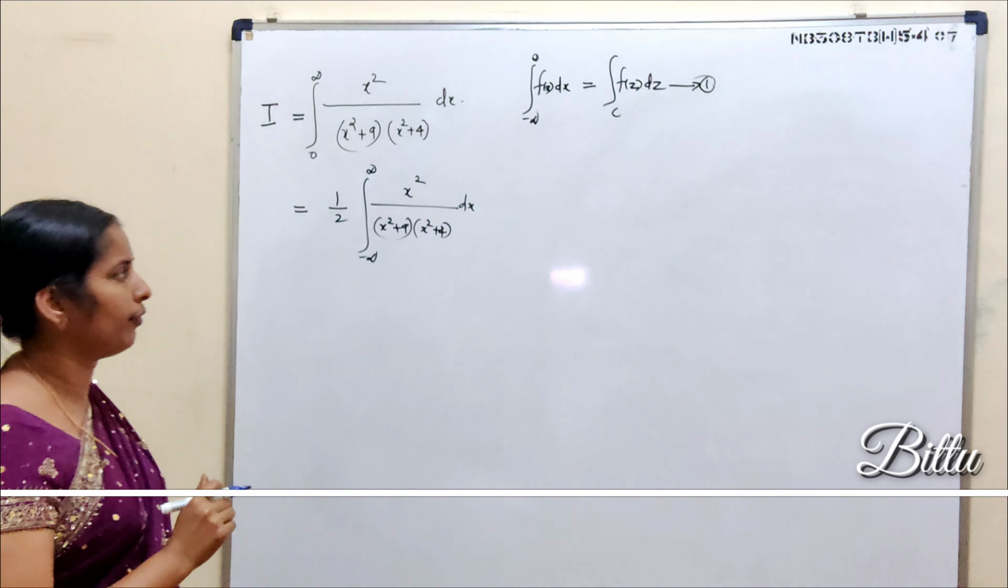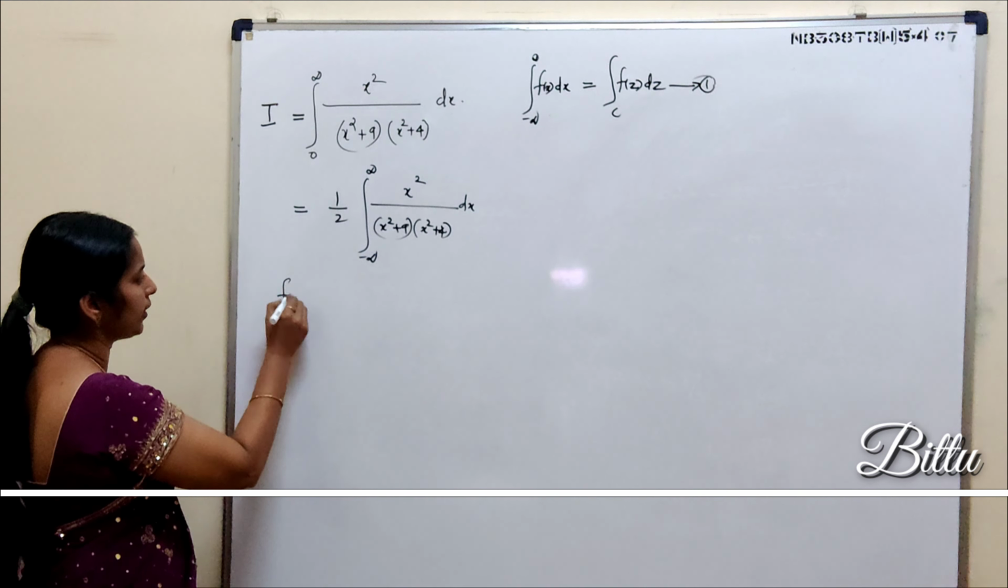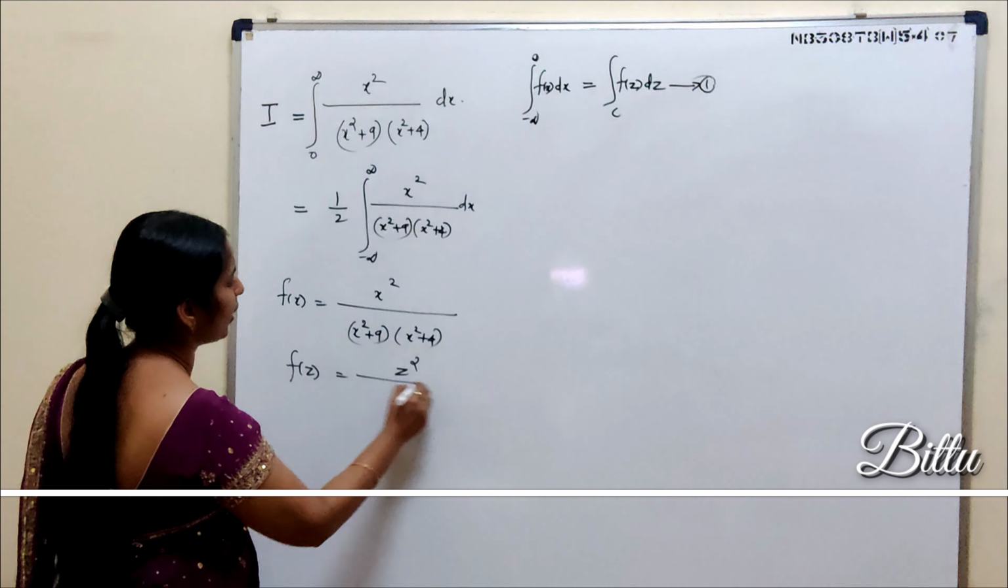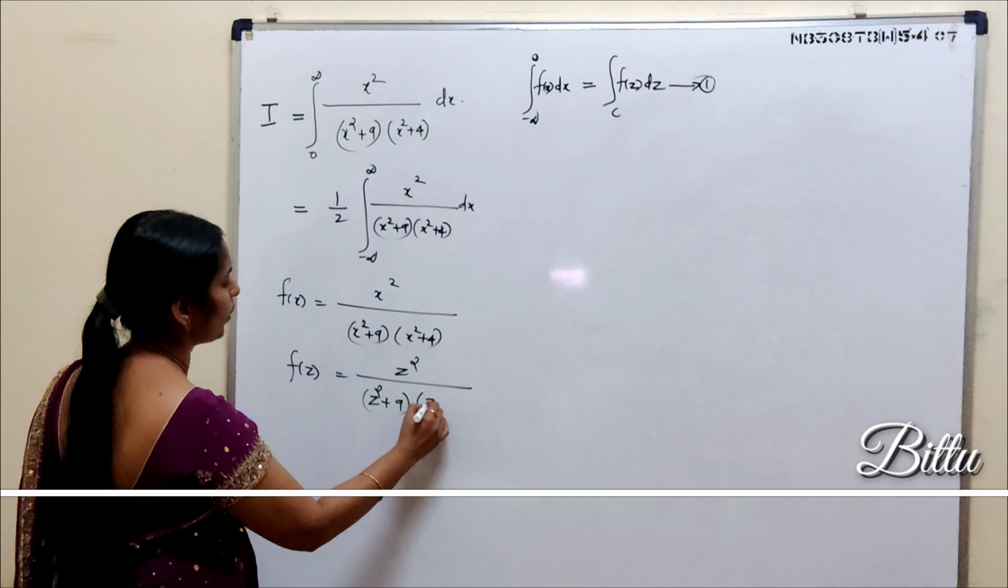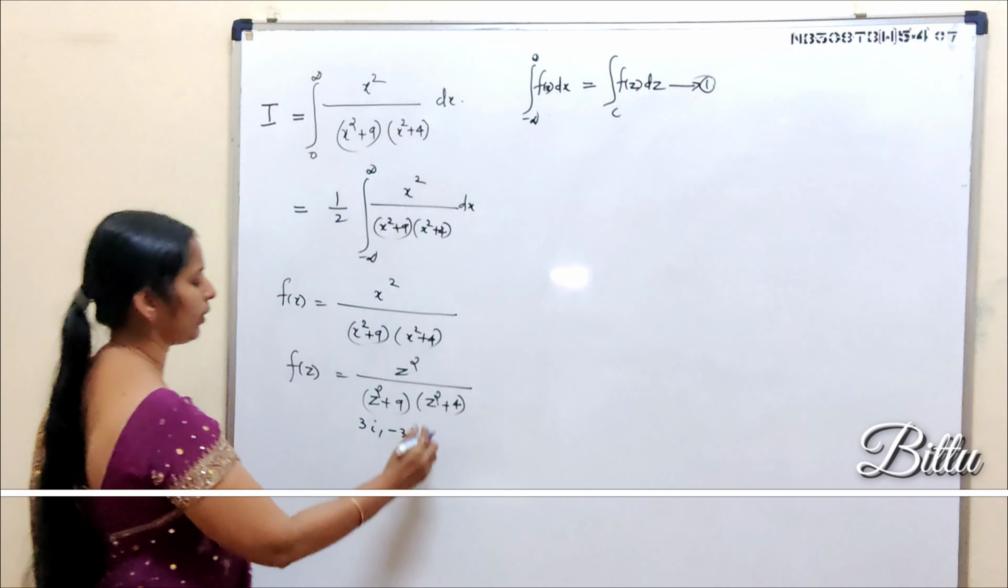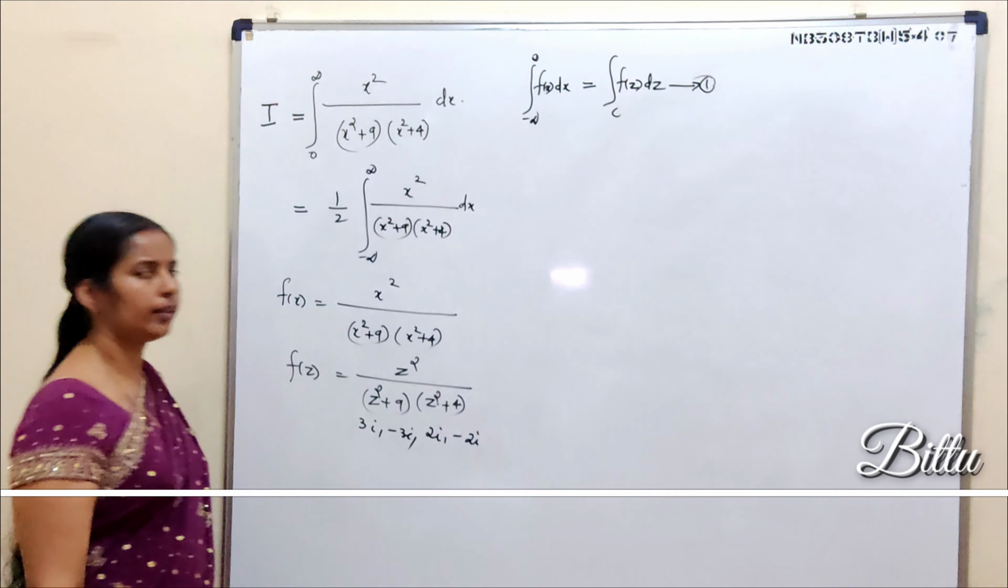For that, we need f(x) and f(z). Here f(x) is the given function; we choose the given function as f(x) in all questions. So the corresponding f(z) is z square by (z square plus 9) into (z square plus 4). Clearly its singularities are 3i, minus 3i from here, and 2i, minus 2i from here. See, these are the four singularities of f(z).